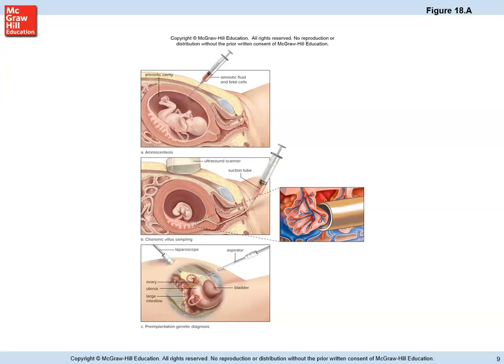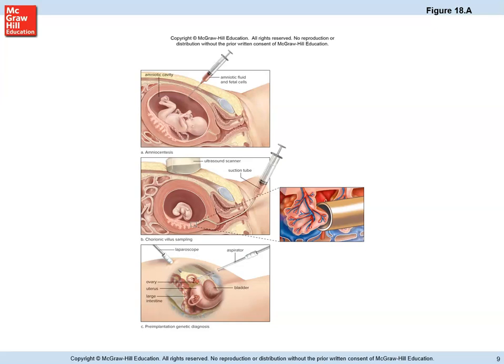The second option here is chorionic villi sampling. The downside here is it takes the risk to the baby and doubles it from 1 to 2% to somewhere around 2 to 4%, which is still single-digit risk, so it's not incredibly risky in the grand scheme of things, but the risk did go up.